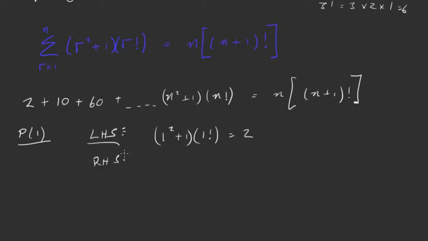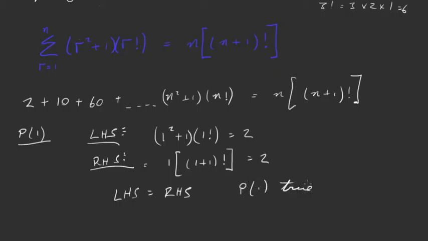The right hand side then, same thing again. You just put in 1 on the right hand side, so you get 1 times 1 plus 1 factorial. And that will give you 1 plus 1 is 2, and 2 factorial is just 2 times 1, which just gives us 2. So the left hand side is equal to the right hand side. Therefore P1 is true. It works for n is equal to 1.